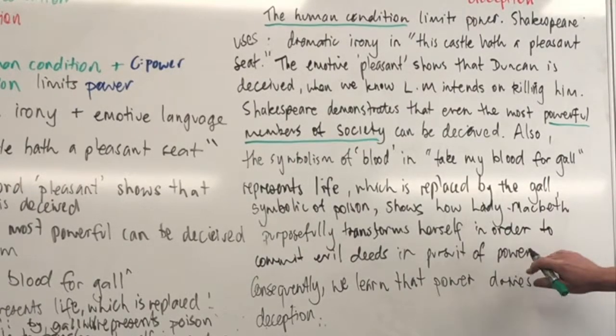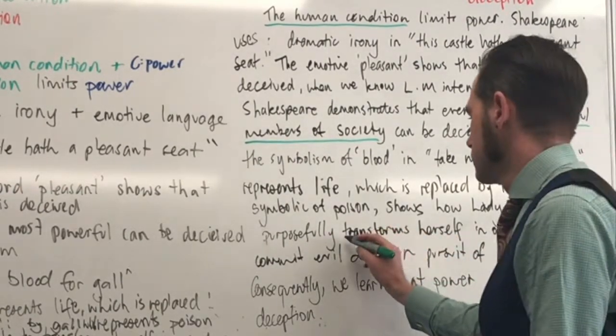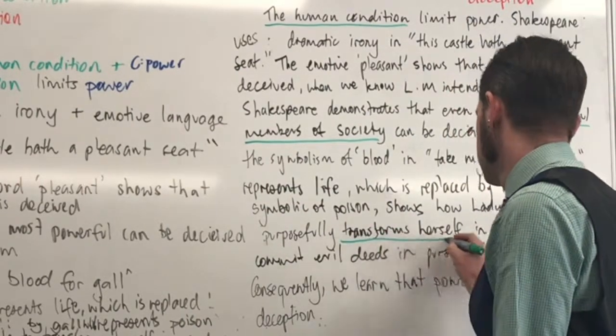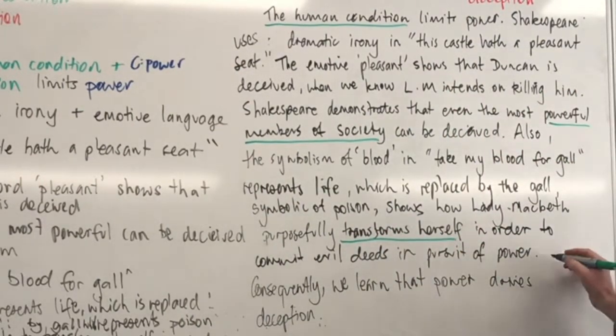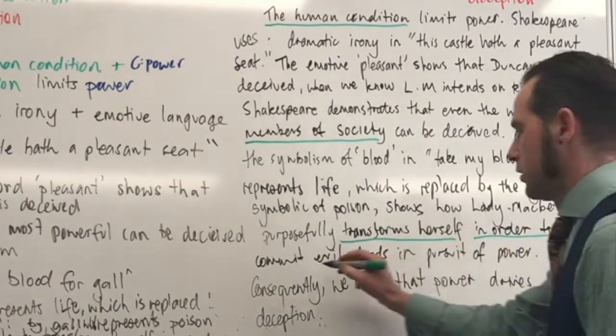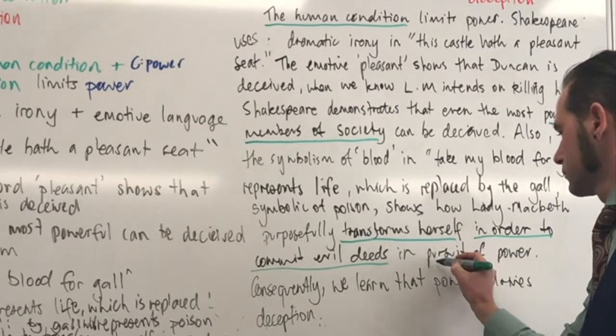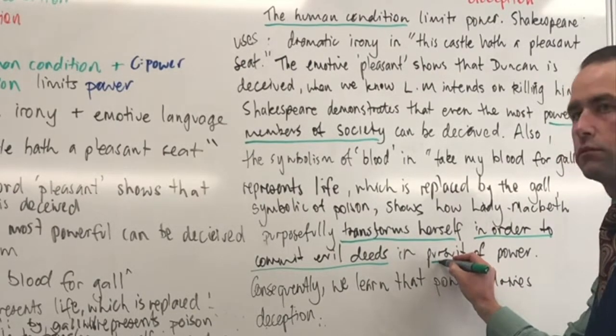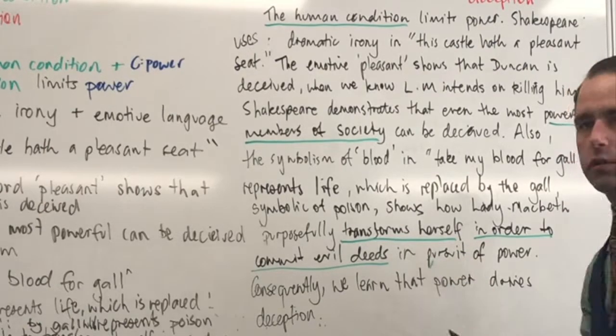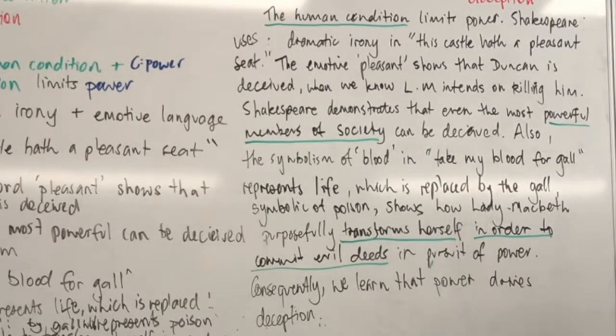Would you count transforms herself as human condition? Okay. And even that, in order to commit evil deeds, and pursue. Alright, we can leave it for the moment. We're a bit unsure, because pursuit is more of an action. It doesn't have to be perfect.